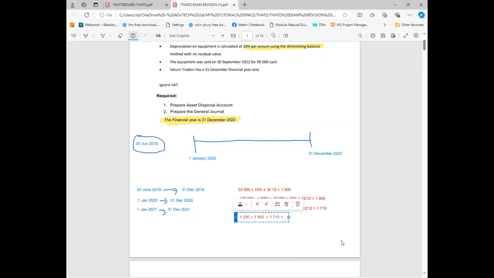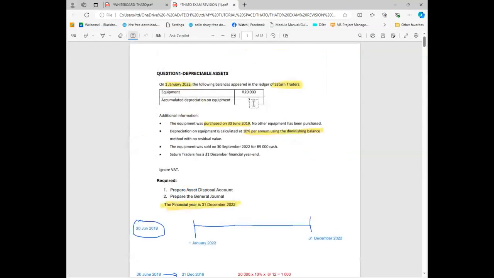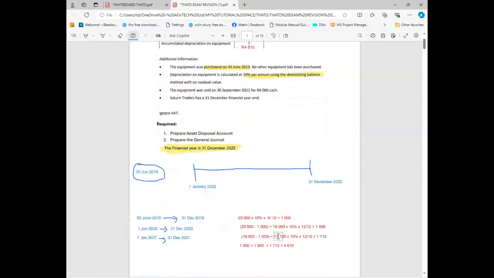So this will be the total accumulated depreciation that we're going to need up there. It's 4,610. Can you see now? So this 4,610 is the one that was supposed to come here. But in the exam, you can be lucky they can give it to you. Are you with me? Yes, sir. Yeah, so you just have to add this 1,000, you added 1.9, and you added 1,710. Any questions so far?